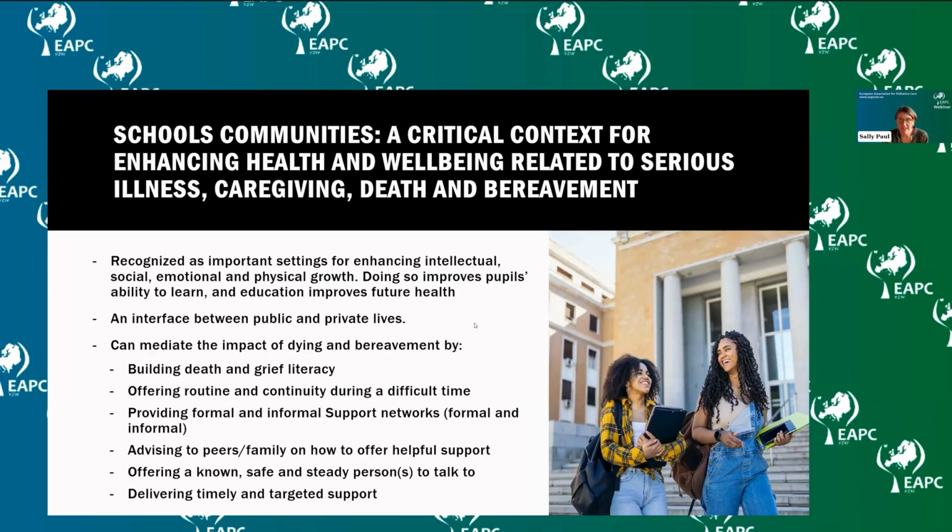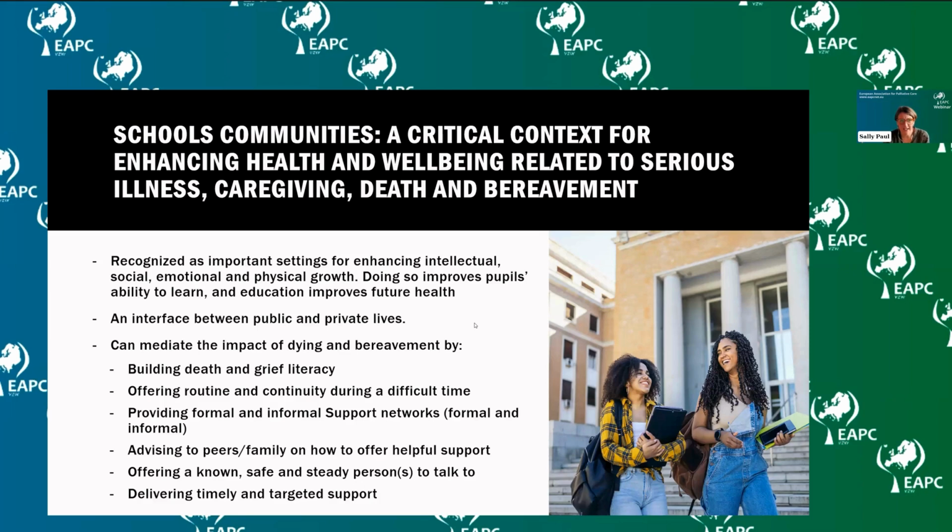So why are school communities a critical context for enhancing health and well-being at times of serious illness, caregiving, death and bereavement? And we're talking about schools here, but universities absolutely are relevant. Both schools and universities are already viewed as key sites of health promoting activities. If you think about healthy eating and exercise, a lot of that education takes place in schools. The idea is that if we can improve students' knowledge around that, we improve their ability to learn, and that education will go on to improve their future health.